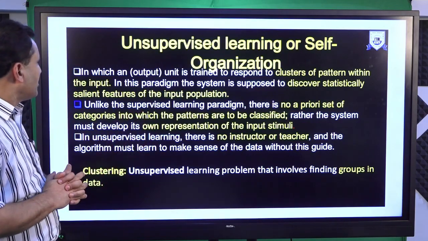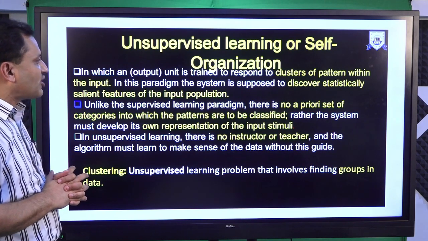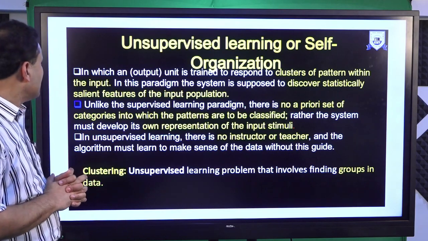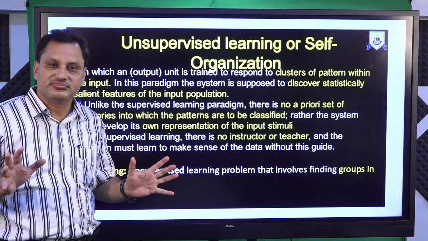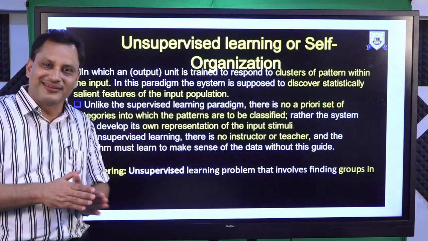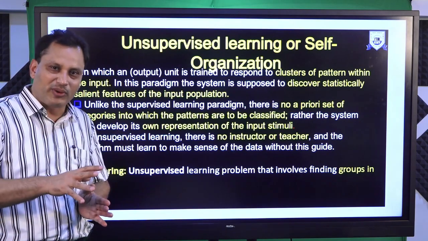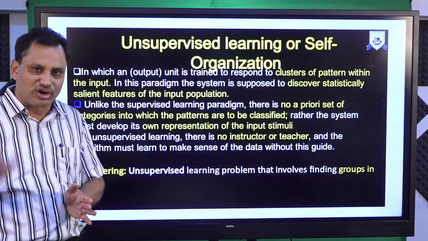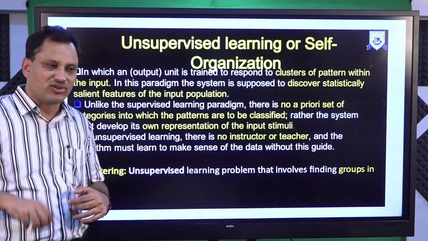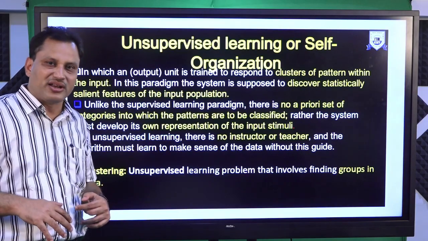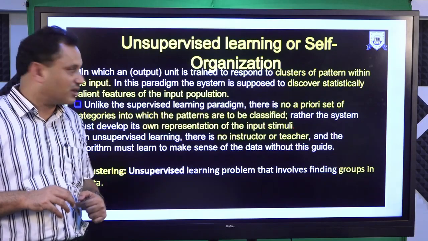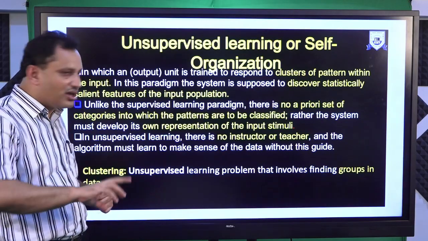Just see here. The unit is trained to respond to clusters of patterns within the input. In this paradigm, the system is supposed to discover statistically salient features of the input population. When a set of patterns is there, in supervised learning the output is known. In unsupervised learning, or clustering, the output is not known. We are analyzing the features of the patterns, and on the basis of their features we put them in different groups. When the next pattern comes, we see which kind of group it matches more, and we put that new pattern into a particular group. So here the supervisor is not available.